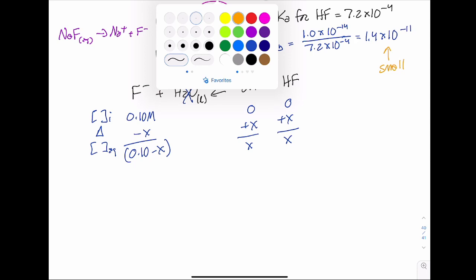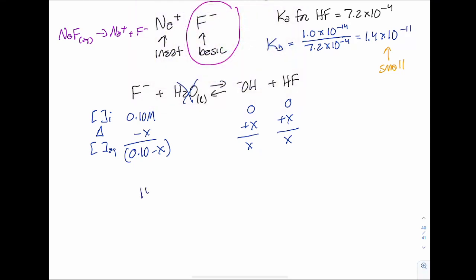So then solving for x, I have 1.4 times 10 to the negative 11th equal to x times x over 0.1 minus x, but again, I'm going to ignore that minus x, right? Because my Kb is small, it's negligible compared to my initial concentration. Solving for x, we've done these quite a few times at this point.